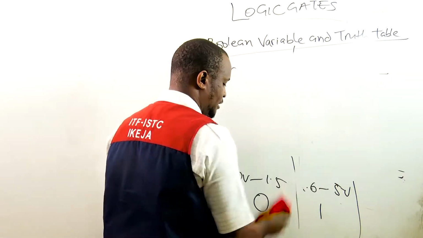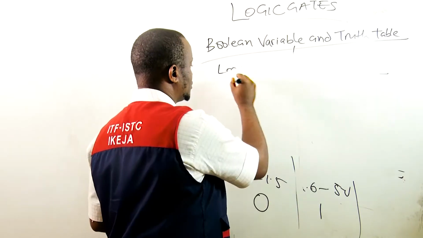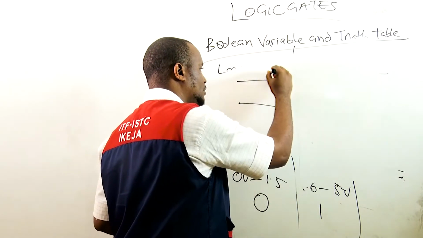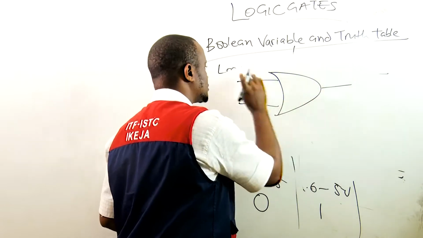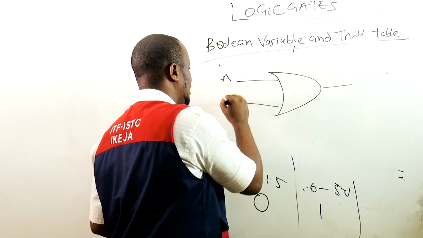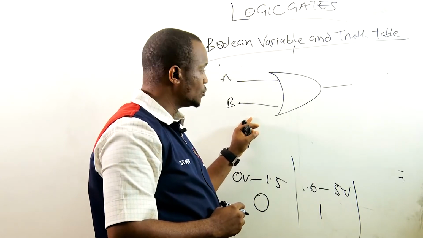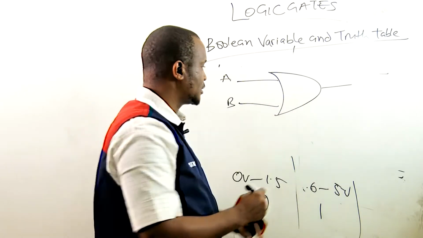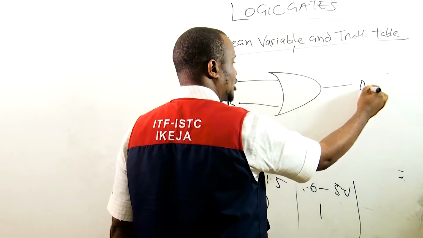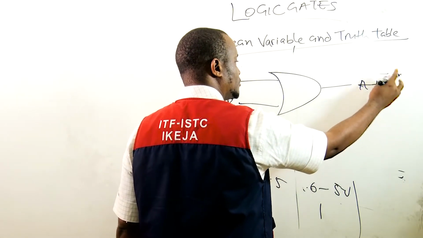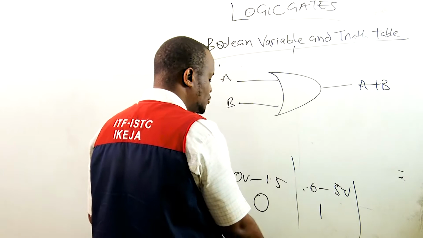Take for example, we have a 2-input OR gate. Okay? And then we have A and B. These are inputs to the OR gate. And then we have an output, and the output is A or B. Now, what is the truth table?